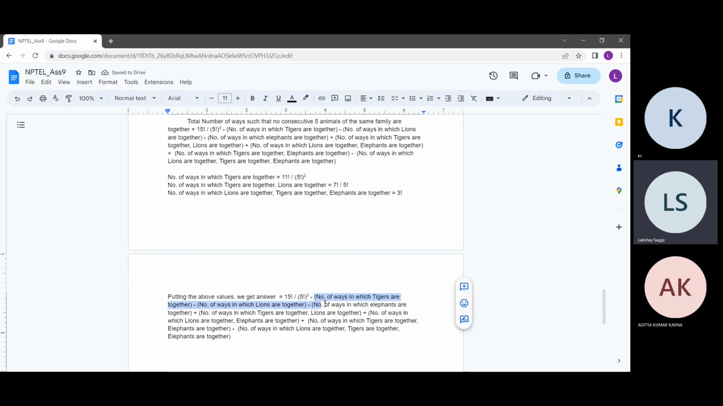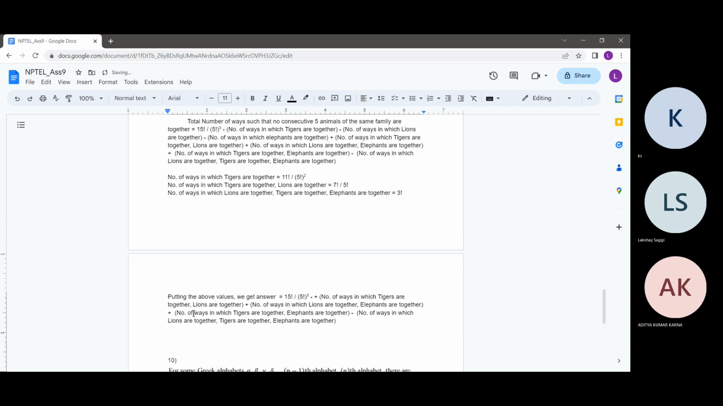So this number of ways in which tigers are together will be replaced by 11 factorial by 5 factorial square. This will also be replaced. This will also be replaced. So these 3 can be replaced together. Minus 3 times this value.